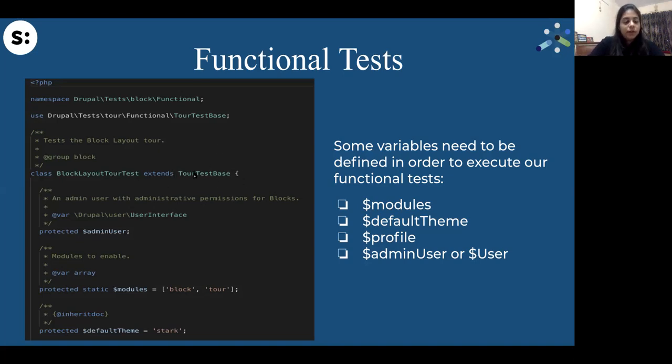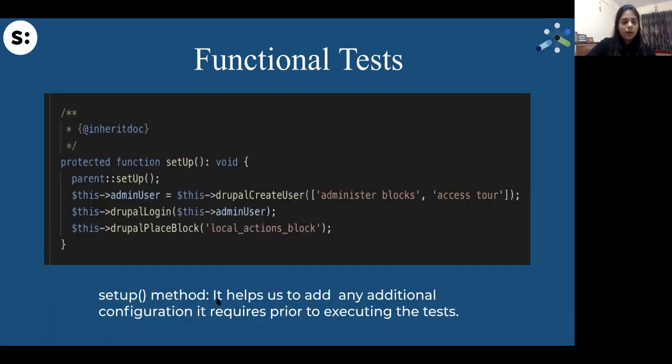So that's important. Now, what I'm doing here, I've taken one user, admin user, and I've defined one variable $module. So all the modules that you need, you can define here within this array. I need block module and tour module for this particular test, so I have defined it here. Then again, I've defined the default theme here as Stark. So whichever theme you want your test to run, you can define that theme here as per your requirement.